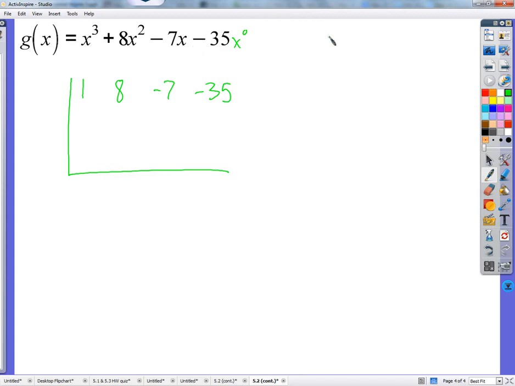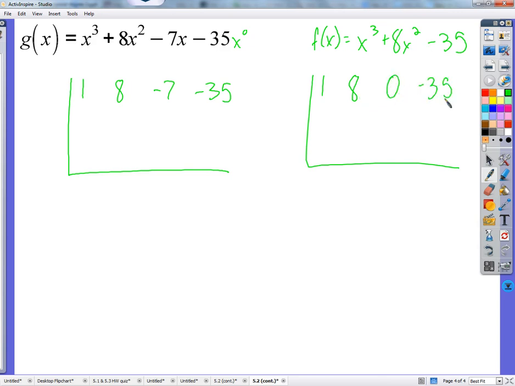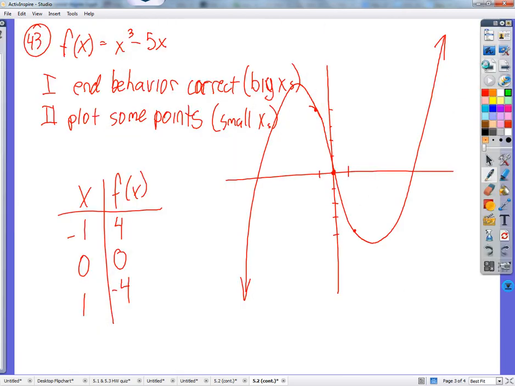If, for instance, let me set up a different one. It's the same in every way, except it's slightly different. Okay? You can see there's no x term there. So if I were to set this one up, I can't just go 1, 8, negative 35. I have to go 1, 8. There's no x's, so I put a 0 there. And then put my constants. You have to put a 0 placeholder if one of those terms is missing. For example, this one, to set up this synthetic substitution, we'd go 1, 0, negative 5, and also 0, because there's no constant. So make sure you put 0s in there as well.